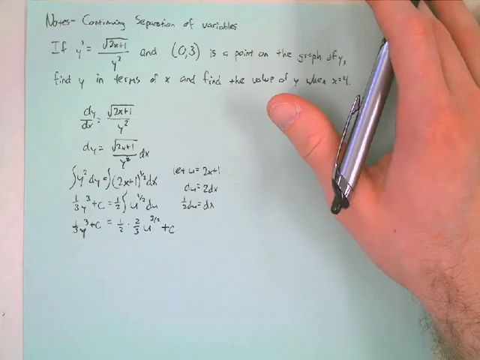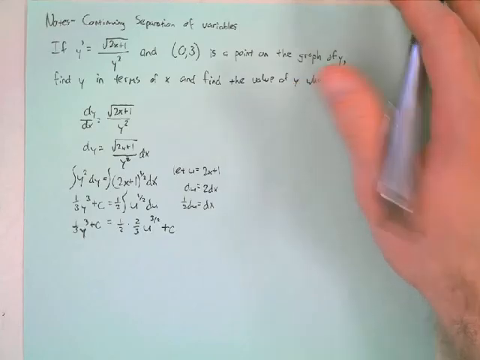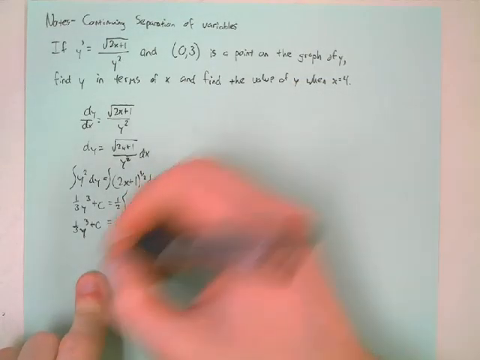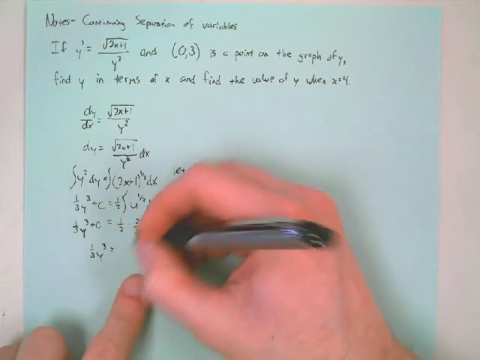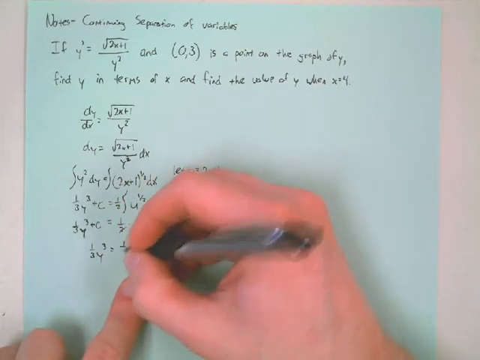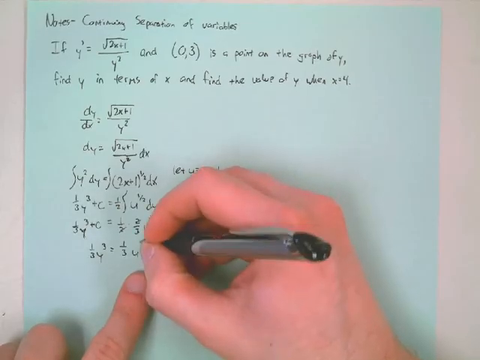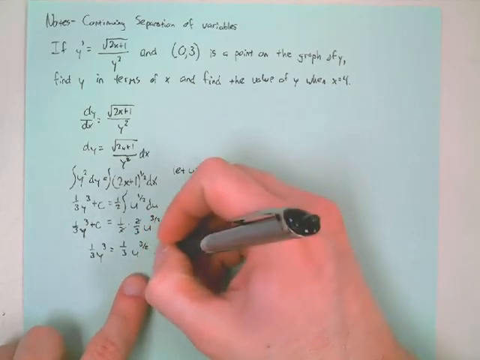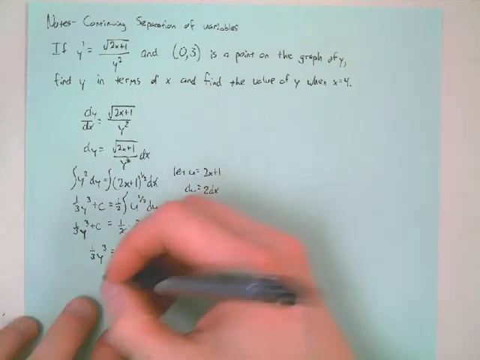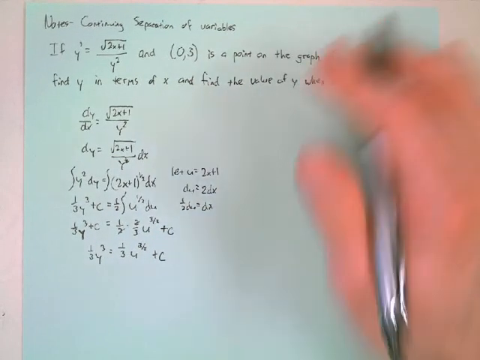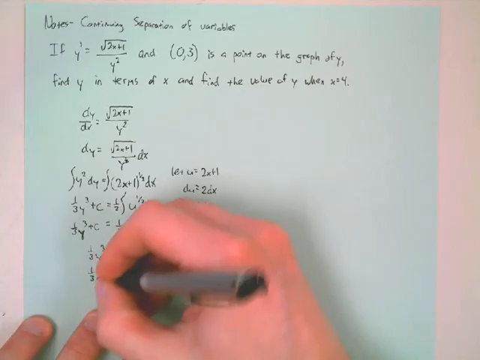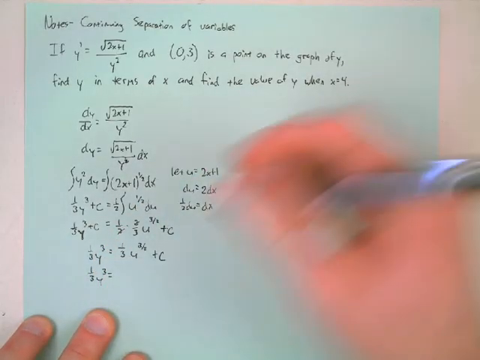All right. So now we can combine those C's together as one thing. So let's make this 1/3 y cubed equals, let's see, the 1/2 and the 2/3 cancel, make it 1/3 u to the 3/2. Oh, I could have plugged back in. Oh, well. Okay. So let me plug back in here. Ugh, these problems take up a lot of space.